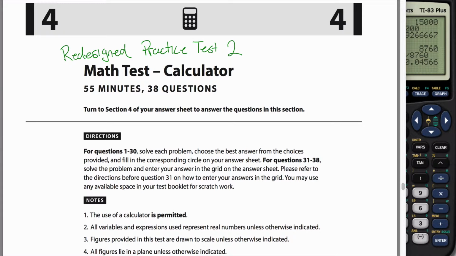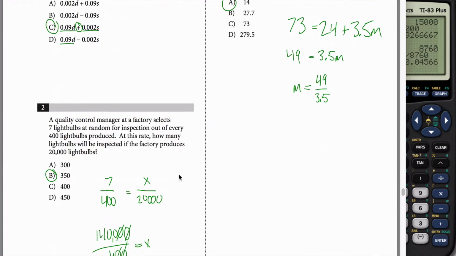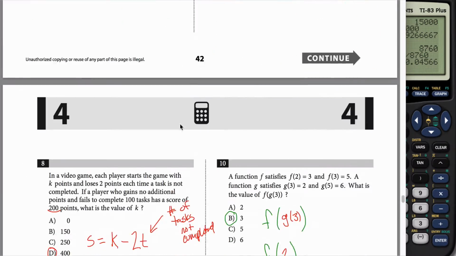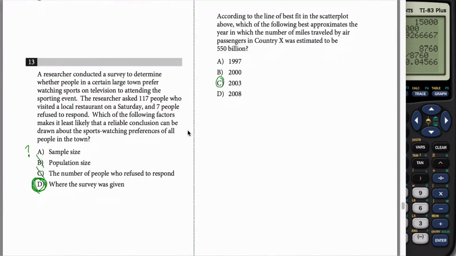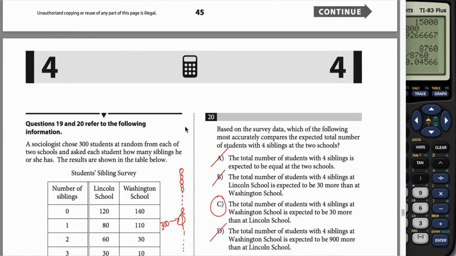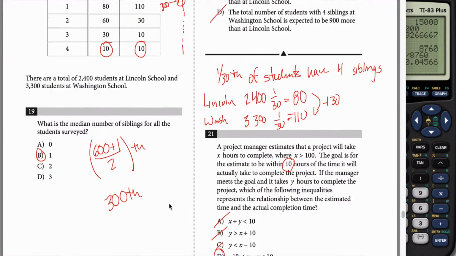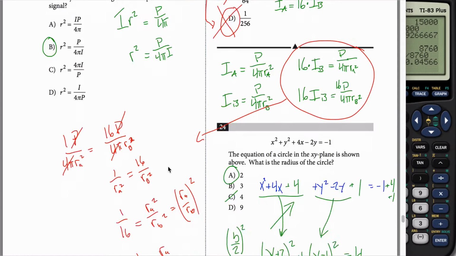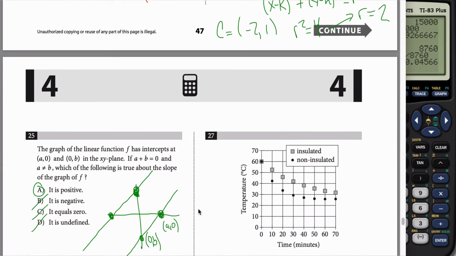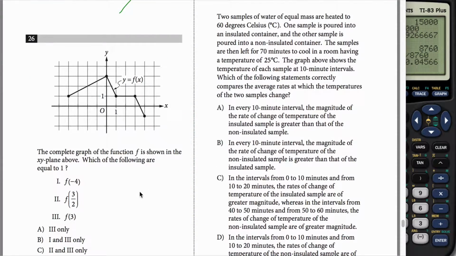All right, here is my fourth video from section 4 of the Redesign Practice Test 2 in the calculator section. In this section, I'm going to do problems 26 through 30. So in prior videos, I did 1 through 10, and then I did 11 through 20. And then towards the end here, they get a little bit harder, so I go a little bit slower. So I did 21 through 25 in the last video. So I'll pick up here on 26.